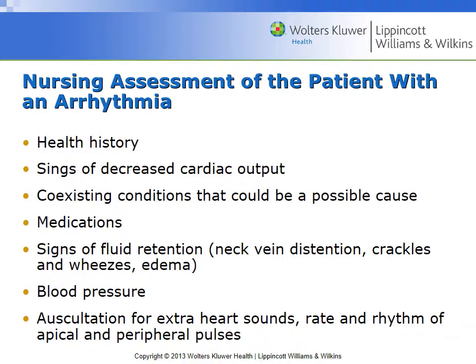Pay particular attention to their blood pressure, also noting their mean arterial pressure. As I noted in my previous lecture before, mean arterial pressure is a very good indicator of how well your patient is perfusing their kidney and their brain. If your mean arterial pressure is less than 65, your patient is not perfusing adequately. So even if they have an adequate systolic blood pressure, but their mean is low, then you want to make sure you're addressing that. Also, auscultation for extra heart sounds, rate and rhythm of the apical, and their peripheral pulses.